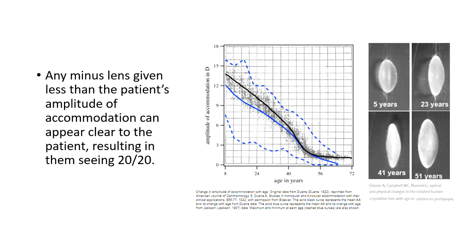The big point, though, of this is that any minus lens given to the patient that is less than the patient's amplitude of accommodation can appear clear to the patient. That's because they add plus to compensate for the minus. And this will result in them seeing 20/20, even though you've changed the prescription quite a bit.